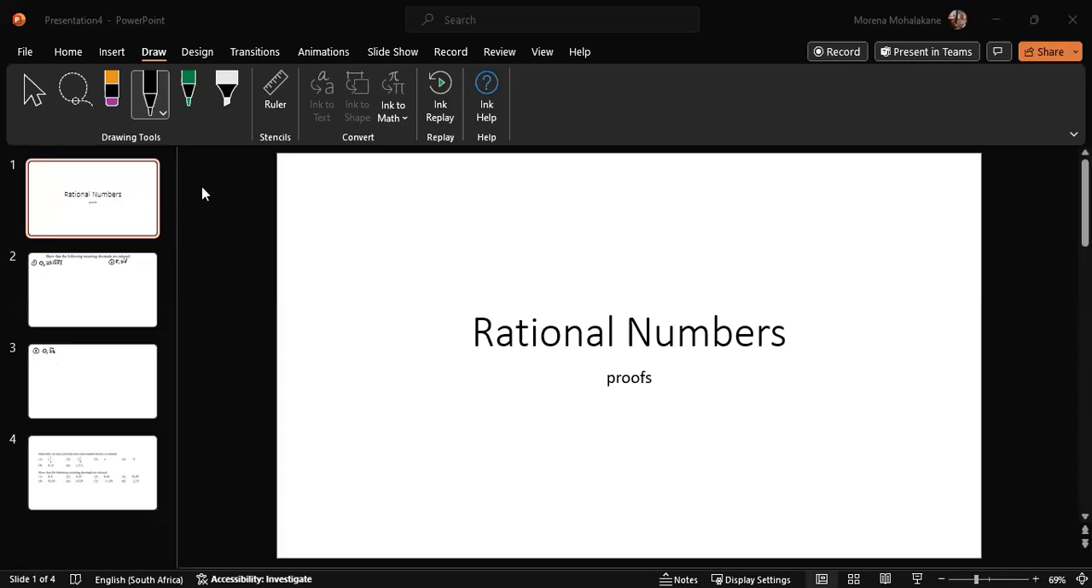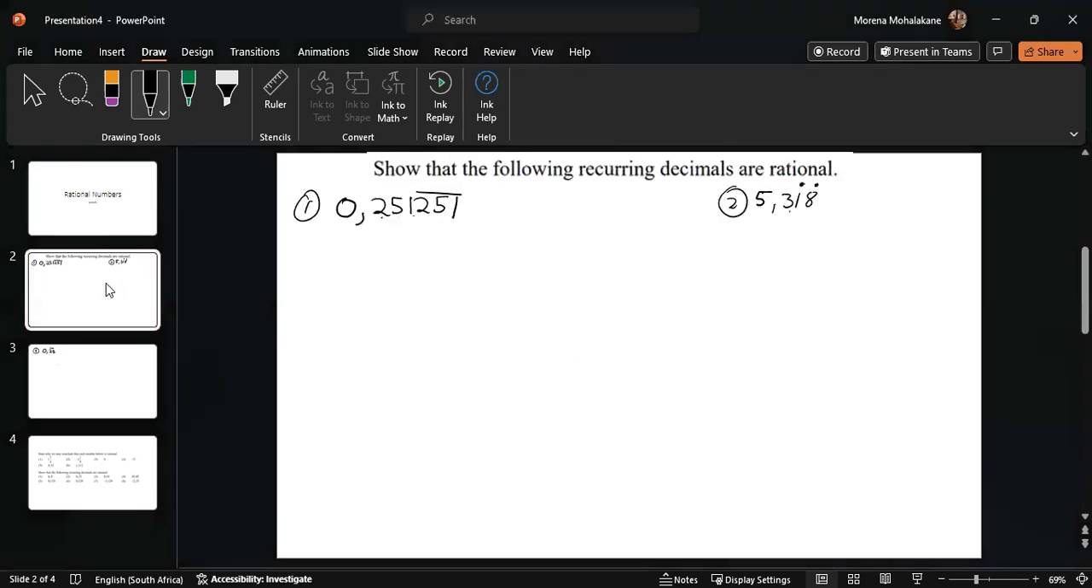Okay, this is the last part that we need to check now. So let's look at the proofs. If they say to you, show that the following decimal is rational, sometimes they won't tell you that it's a recurring decimal. They just say, show that the following decimals are rational. Most of the time, this question is around 4 marks, so you can't just use a calculator.